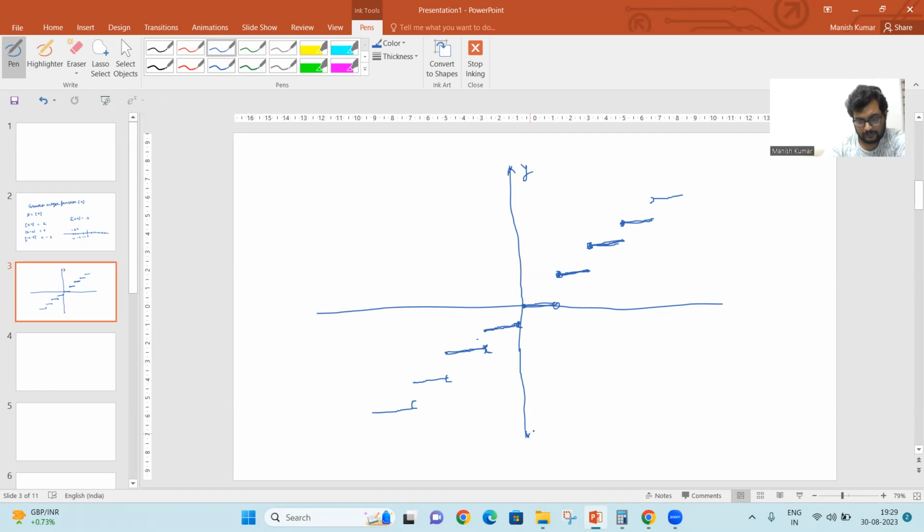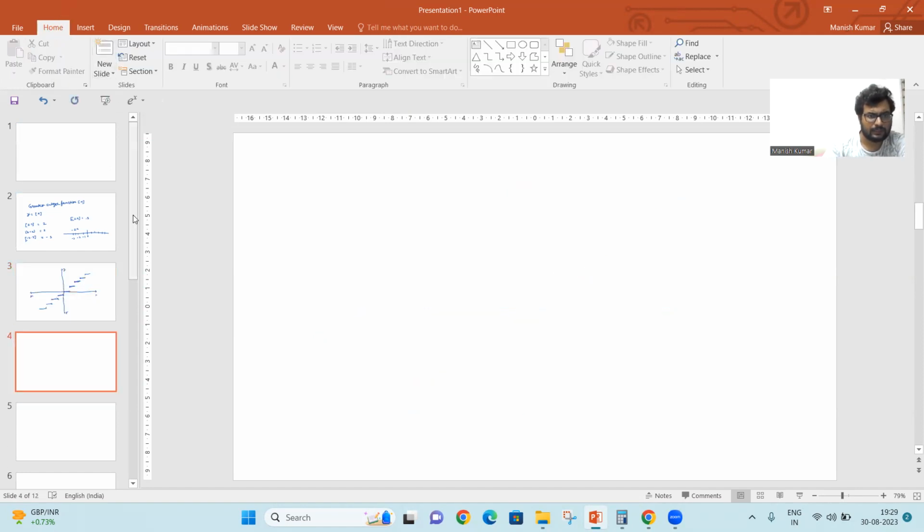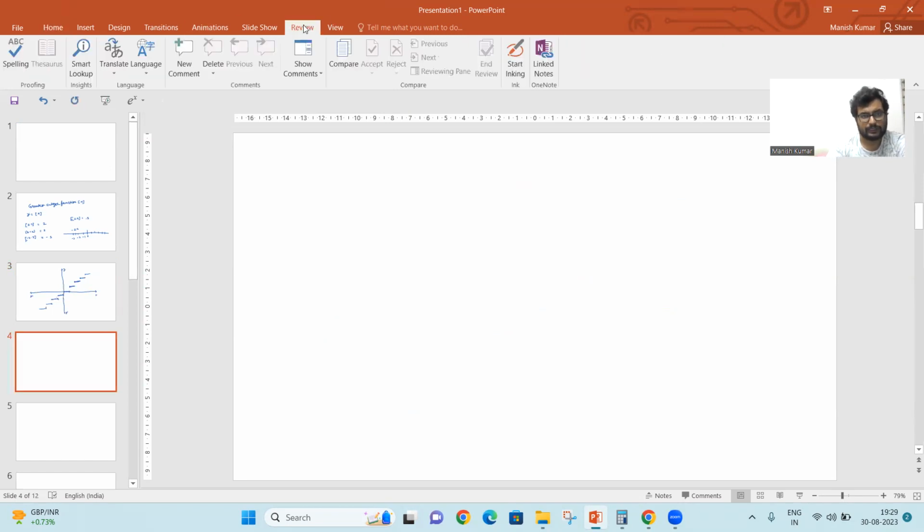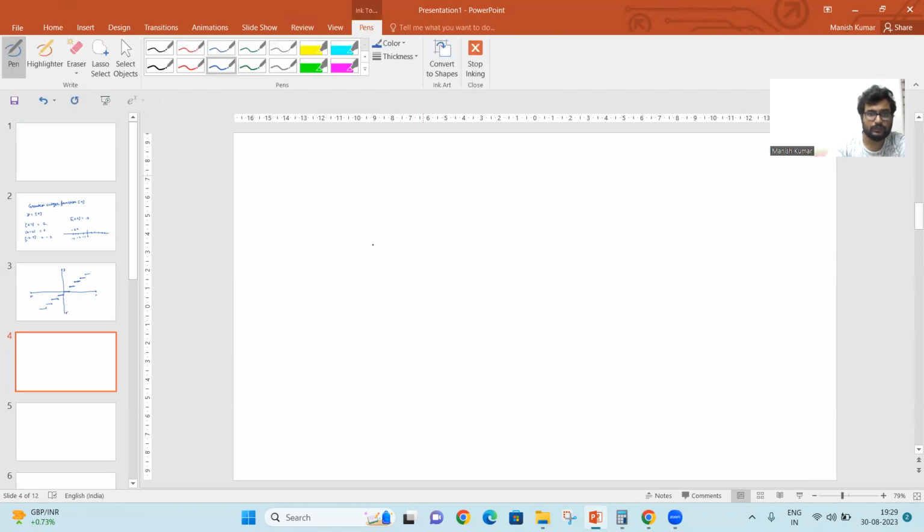Y-axis, Y dash, this is X. Okay, next slide. I'm talking about the domain and range of this function. I told you in simple words, whatever is on the x-axis is the domain and whatever value is on the y-axis is the range.